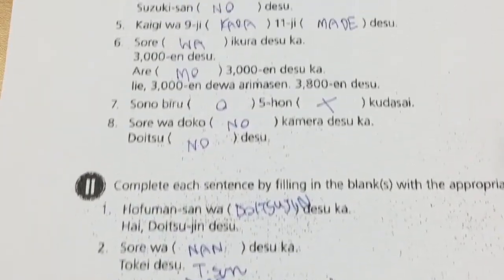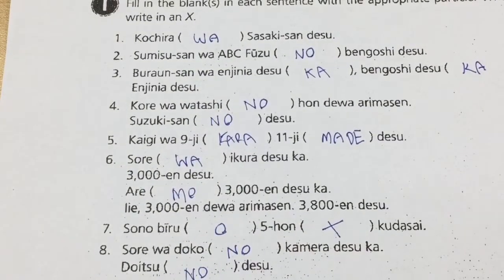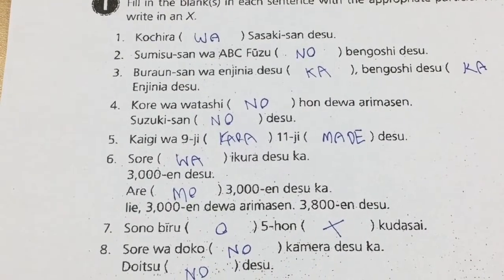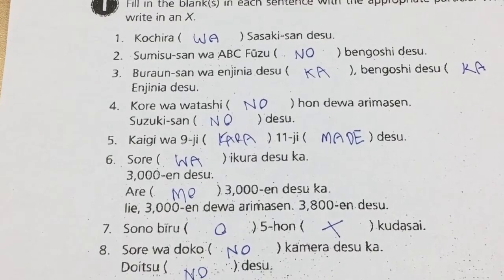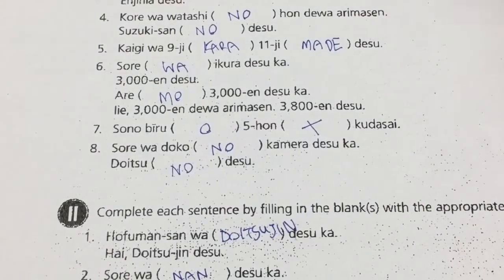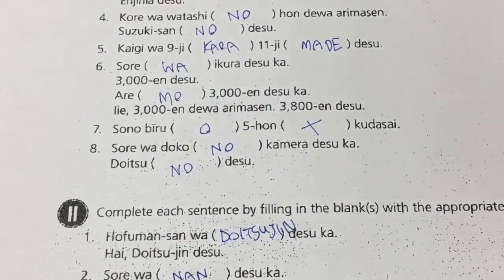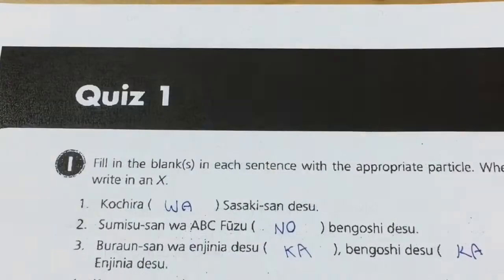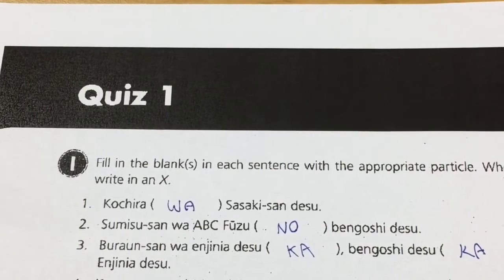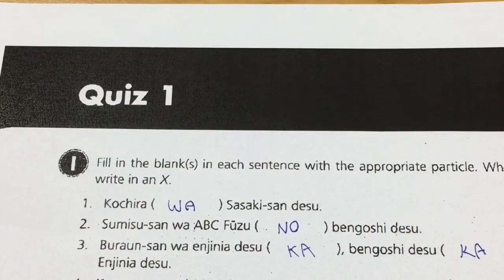So when you complete this exercise, you should know by yourself whether you need more review of chapter 1 to chapter 5 or not. If you can do about 90% of this exercise, it means you are ready for quiz 1. If you are only 50 or 60% correct on this exercise, it means that you need to go back and review chapter 1 to 5.